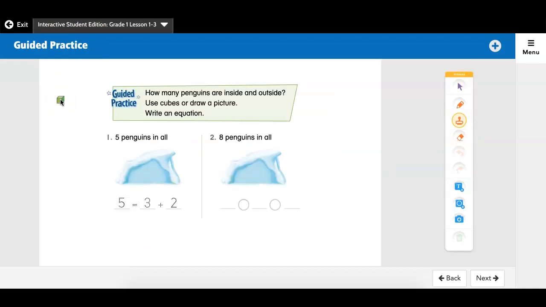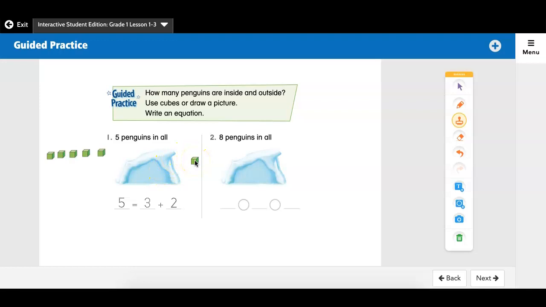Now on the guided practice, which is still on workbook page 14, so still on the same page, it says how many penguins are inside and outside, and it's talking about inside or outside of this cave. 5 penguins in all. So I'm going to do 1, 2, 3, 4, 5. So this is my total number of penguins. And it wants to know how many are inside of the cave and outside of the cave.